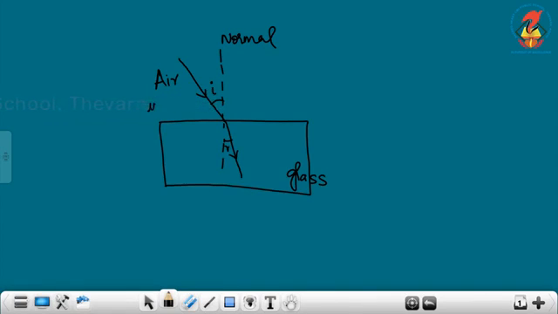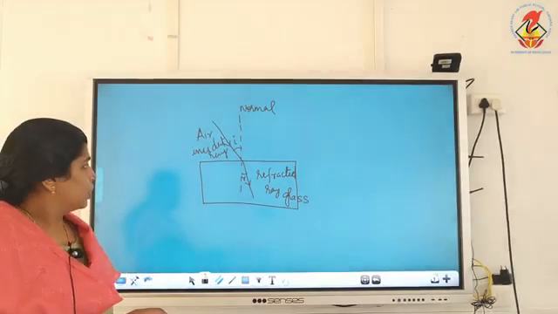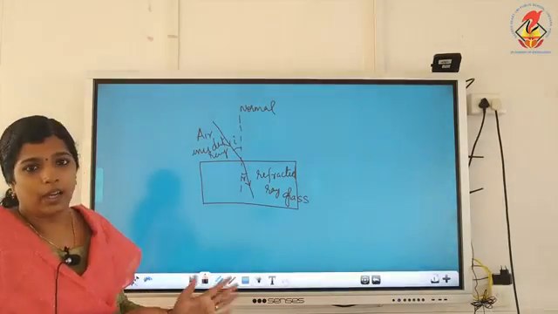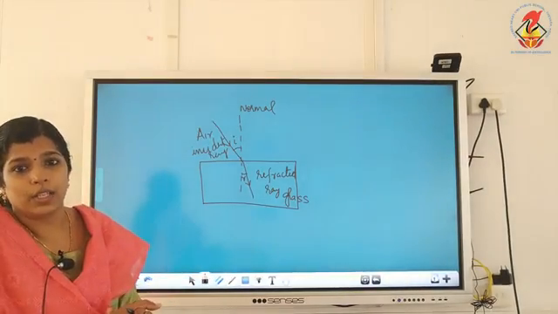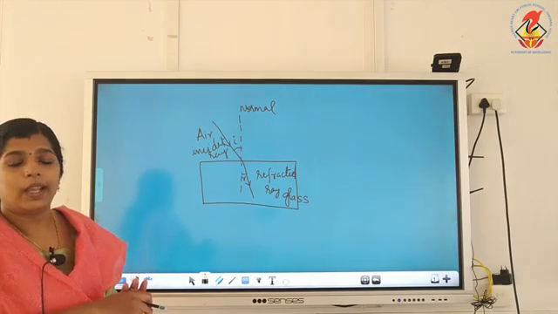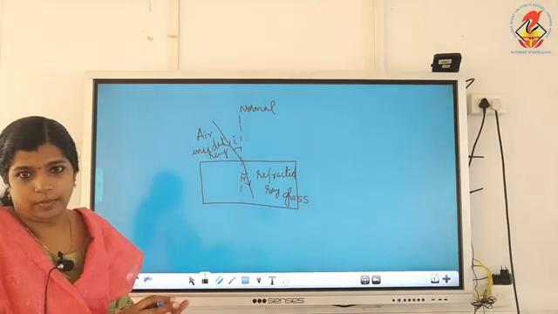So, this one is the incident ray, this one is the refracted ray, and this angle is known as the angle of refraction. The same letters are used to represent the angle of incidence and angle of refraction here also, that is I and R. I is the angle of incidence and R is the angle of refraction.